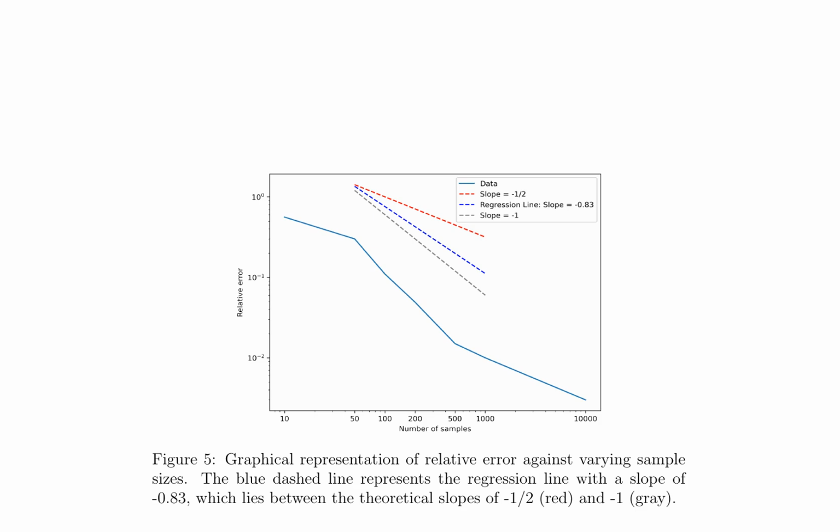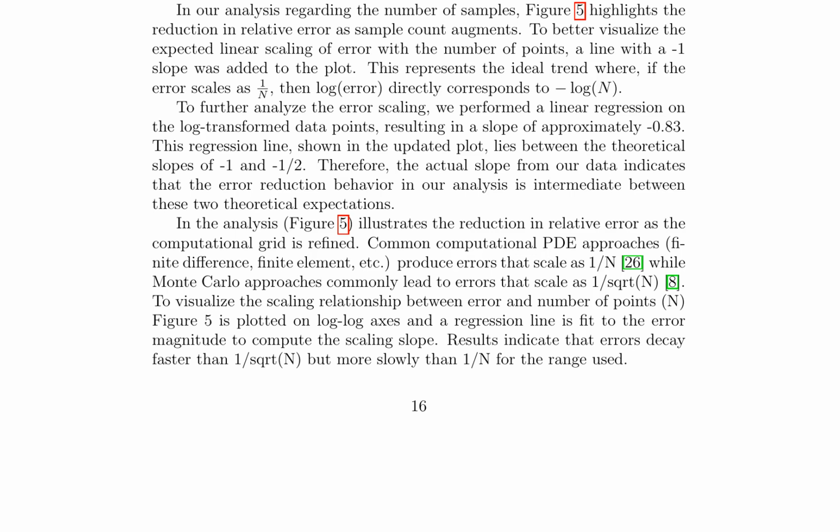The analysis on this page examines the relationship between the number of samples and the relative error. Figure 5 illustrates this relationship, demonstrating a decrease in relative error as the sample count increases. A regression line with a slope of 0.83 is superimposed on the plot to visualize the expected linear scaling of error with the number of points. This slope falls between the theoretical expectations of 1 and 1/2, indicating that the error reduction behavior is intermediate between these two expectations. The results suggest that errors decay faster than 1/sqrt(n), but more slowly than 1/n for the range used.